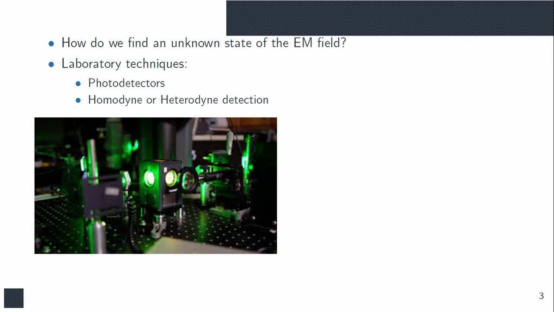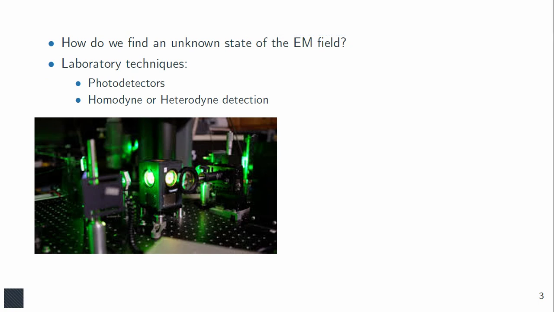So the question is: how do we find an unknown state of the electromagnetic field, or how can we determine the state of a given quantum system? These kinds of questions are related to problems in quantum optics that involve the detector and the detection of the electromagnetic field, and indirectly the interaction of the field with the photodetector or any kind of detector apparatus.